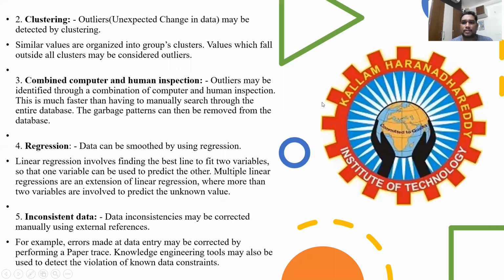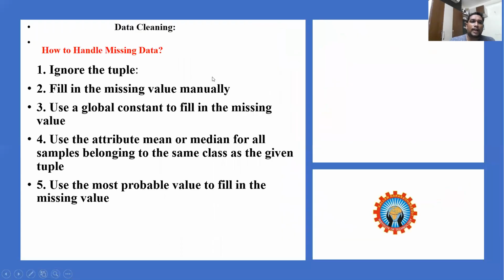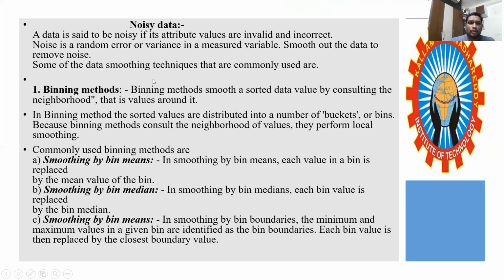So from this concept you completed data cleaning with the two important mechanisms: how you calculate noisy values, and how you find the missing values. Okay, so this is the important concept among handling missing data and noisy data. One of the important methods is the binning method, smoothing the data. Smoothing means removing noisy data.